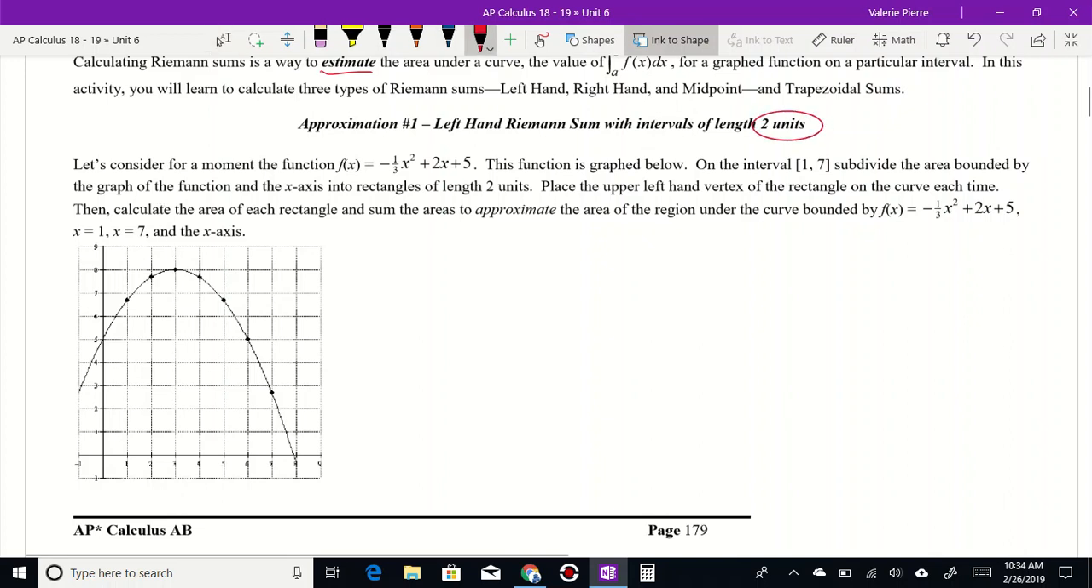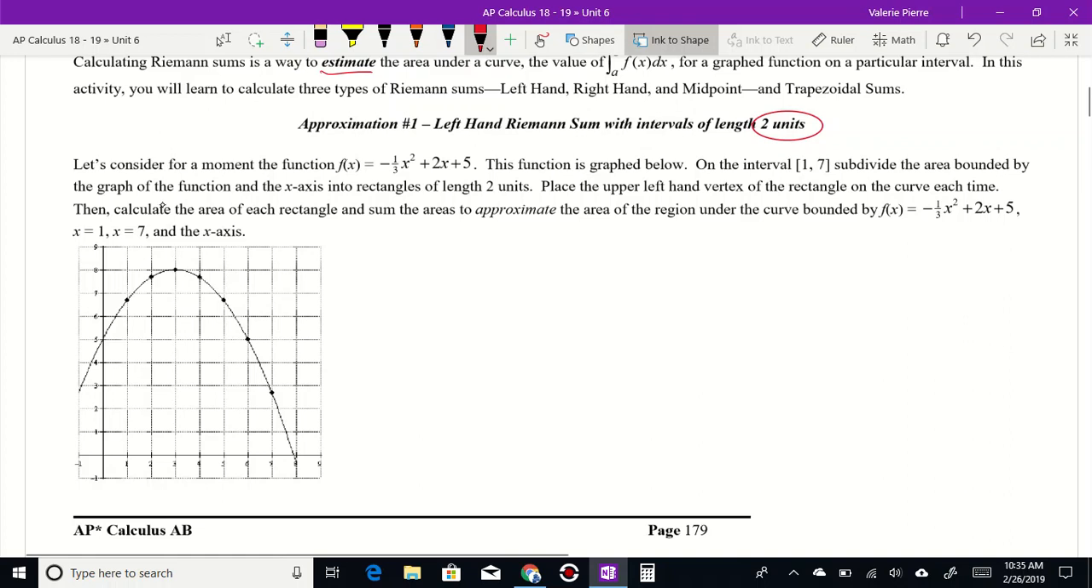So let's consider for a moment the function f of x is equal to negative 1/3 x squared plus 2x plus 5. This function is graphed below. On the interval from 1 to 7, subdivide the area bounded by the graph of the function and the x-axis into rectangles of length 2 units. Place the upper left-hand vertex of the rectangle on the curve each time. Then calculate the area of each rectangle and sum the areas to approximate the area of the region under the curve bounded by the function f of x from x equals 1 to x equals 7 and the x-axis.